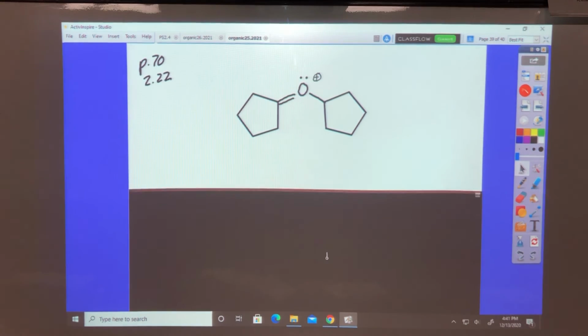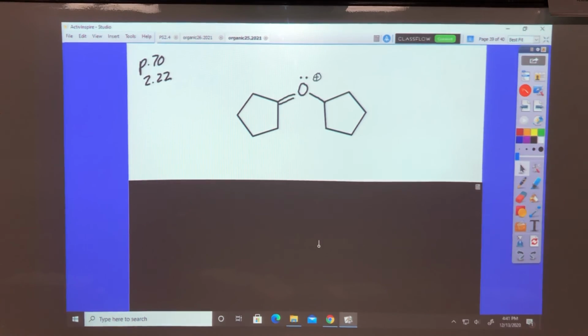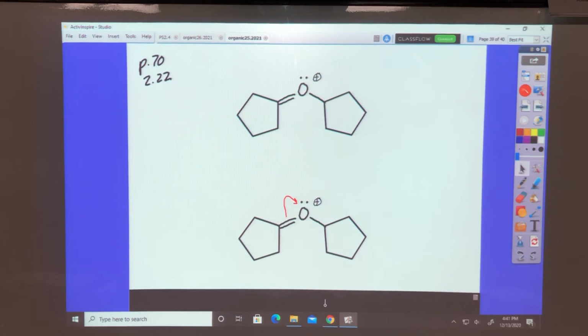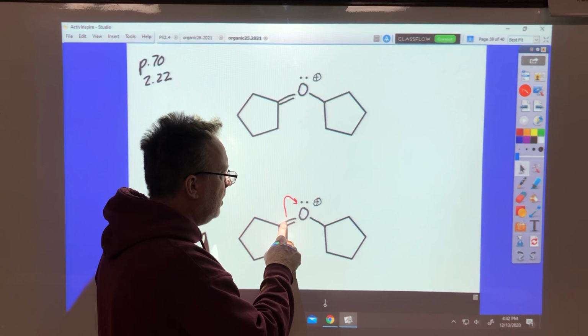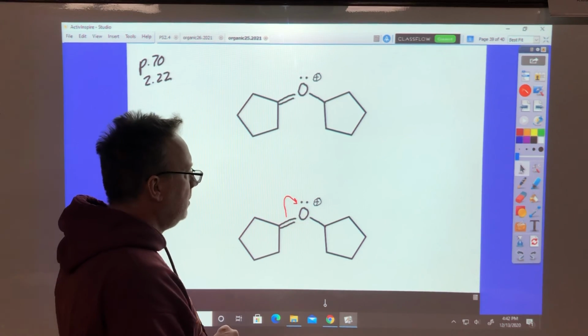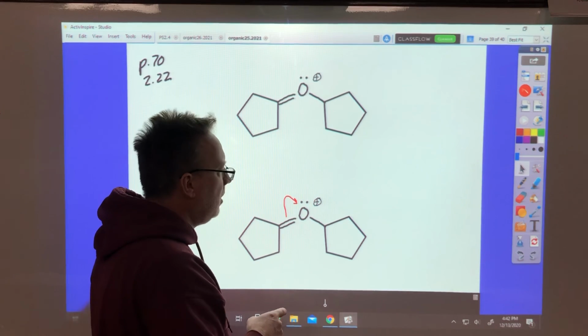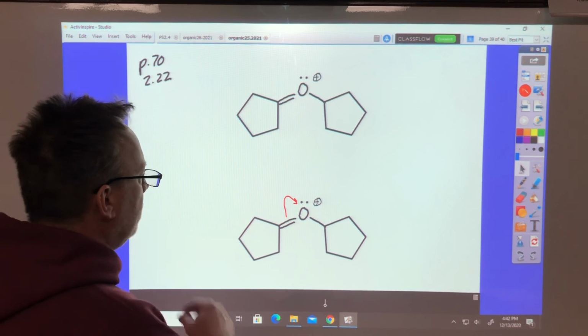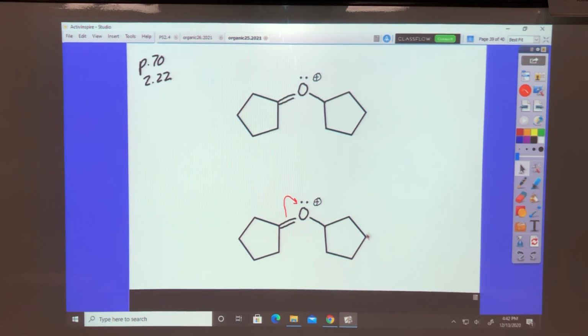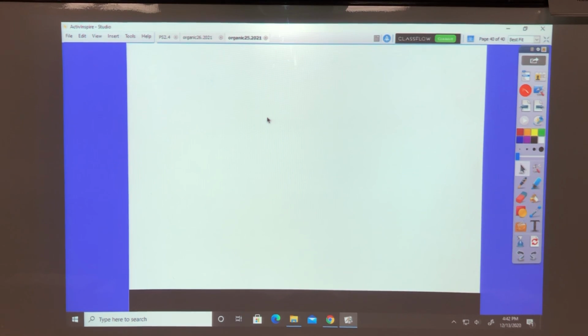Okay, 2.22. We want to know about moving an electron, so we want a curved arrow. They could only be put in one location without violating the rules, and the place you could put it is here. You could move that electron up to there and make a double bond. Or I'm sorry, put two lone pairs up here, and that would change that to a negative, by the way. Okay. That's the end of that.